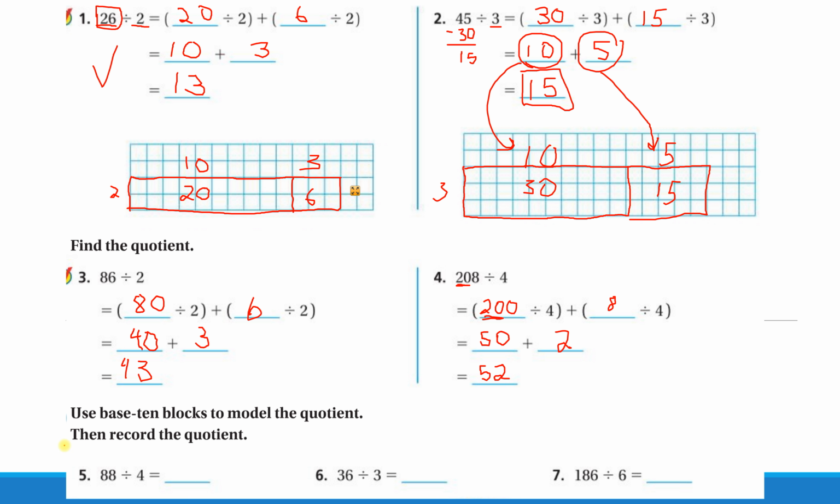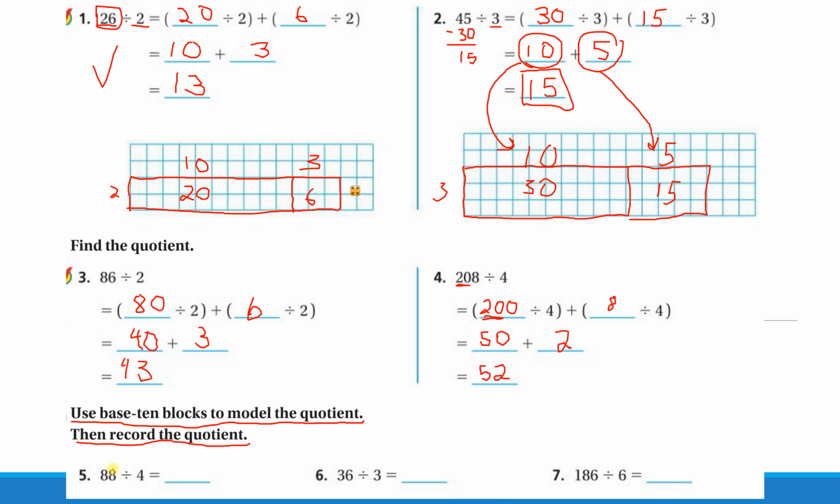Okay, 5, 6, and 7, it says use base 10 blocks to model the quotient, then record the quotient. You don't need to do this. We don't have the base 10 blocks available to us. If that is your favorite strategy, let me know. I can probably get you some base 10 blocks. But really the most important thing is getting the quotient. Okay, there's a lot of different ways to do that, and on the homework tonight it doesn't ask you at any point to use base 10 blocks to model the quotient. But we went over that in video 2, in the second video. So if you do want to go back, you can.